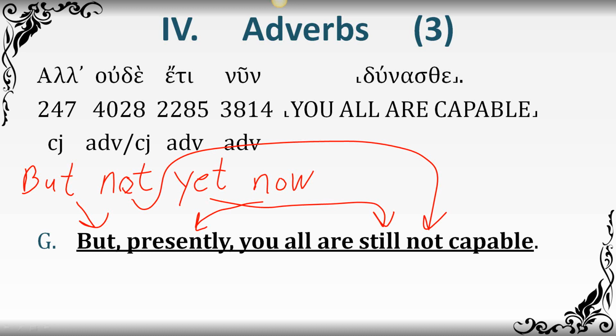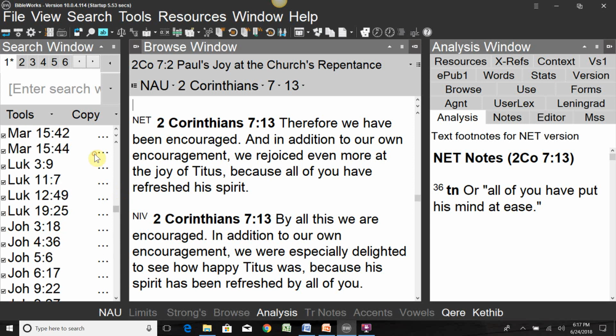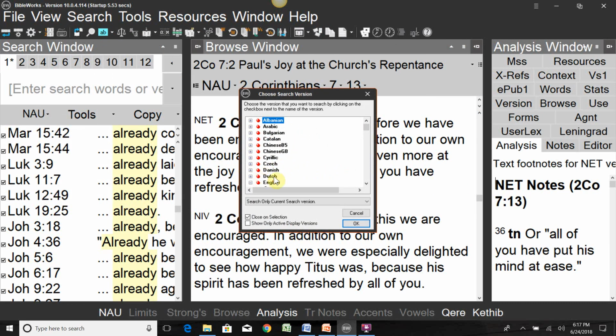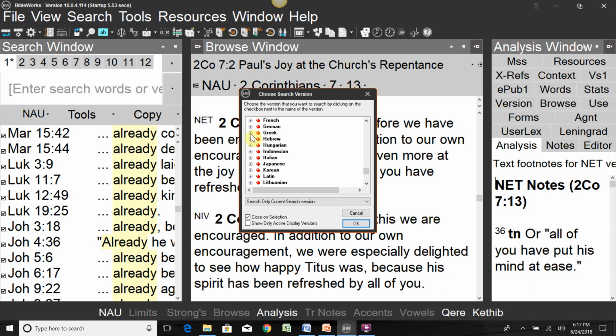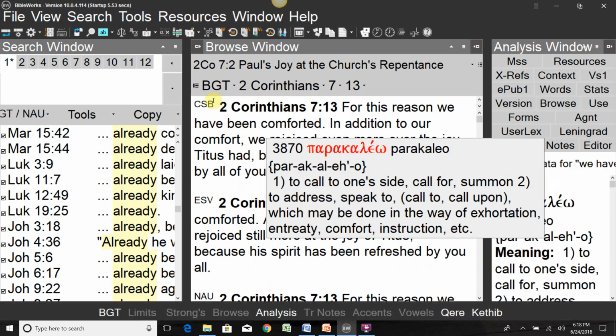And what passage is this from? Oh, that is actually a good question. Pretty sure it's from the writings of Paul. I'm not sure. Let me see if I can look that up, because that does help you understand the context, to know why it was said that way. Let's do the BGT.